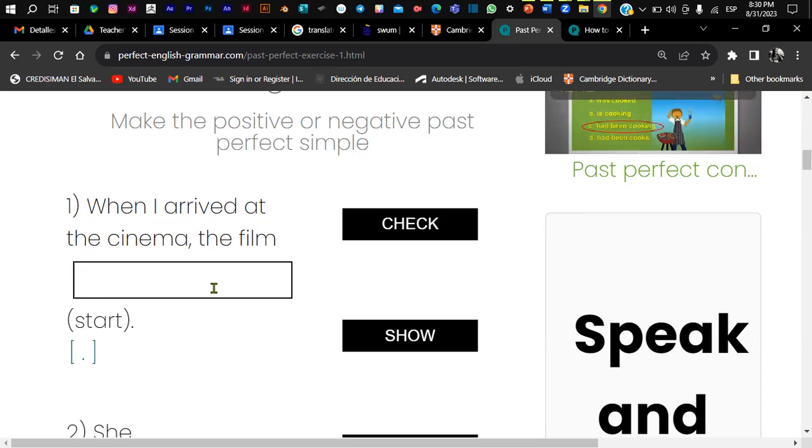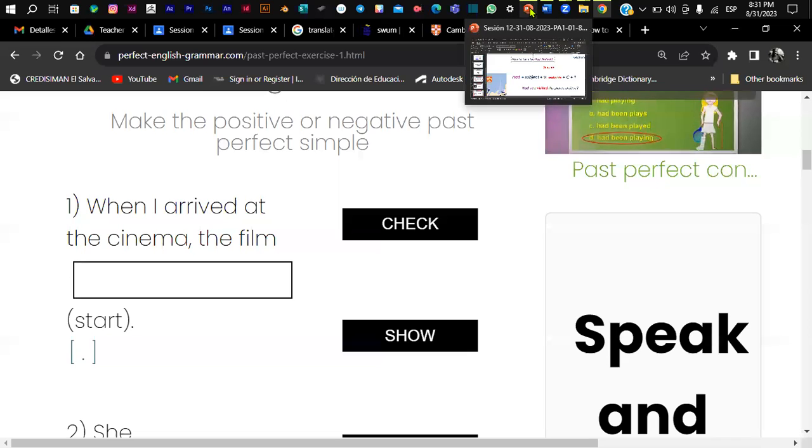Is this negative, guys? Sophia, Julio, is this negative or affirmative? Affirmative. Correct, affirmative. Check, there is a period. When you have not in this part, that means that it's negative, but this one is affirmative. So the answer is with the verb start, but in the participle. I have started.